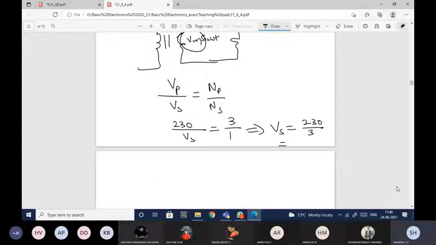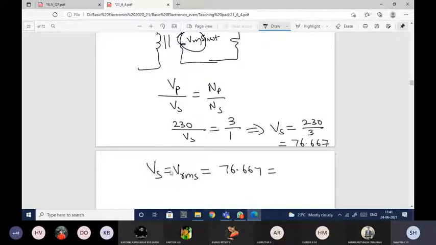So 230 by 3. Quickly, I want you people to answer. How much? 69.0? 230 by 3 is 76.667. So whatever I'm getting as Vs, it is nothing but the Vrms value. So the Vrms value of the transformer secondary is 76.667. But I want to calculate Vm.